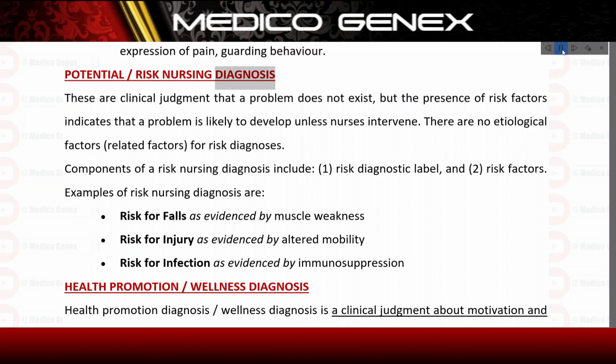Potential risk nursing diagnosis. These are clinical judgments that a problem does not exist, but the presence of risk factors indicates that a problem is likely to develop unless nurses intervene. There are no etiological factors, related factors, for risk diagnoses. Components of a risk nursing diagnosis include: 1. Risk diagnostic label, and 2. Risk factors. Examples of risk nursing diagnosis are: risk for falls as evidenced by muscle weakness, risk for injury as evidenced by altered mobility, risk for infection as evidenced by immunosuppression.